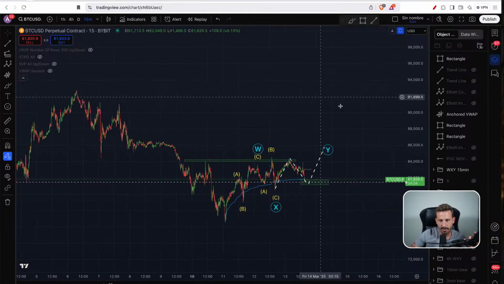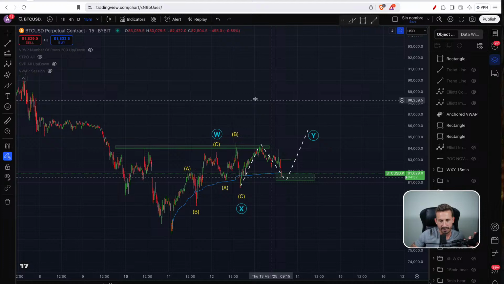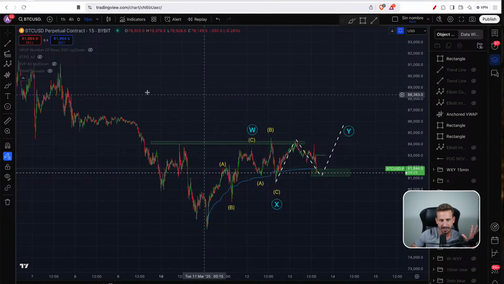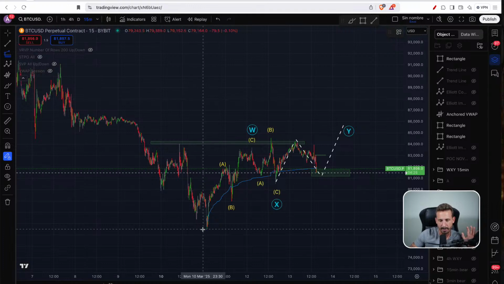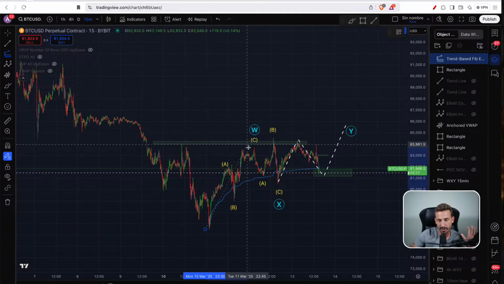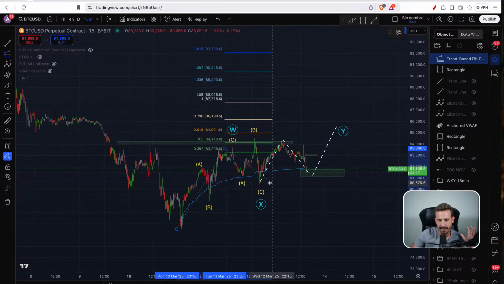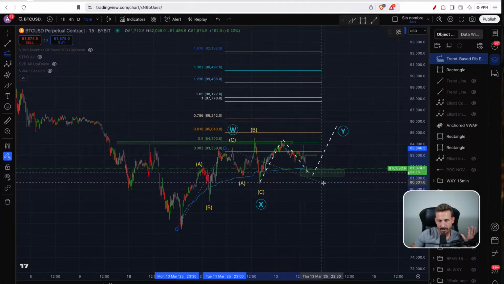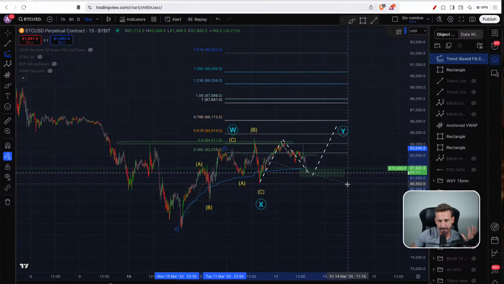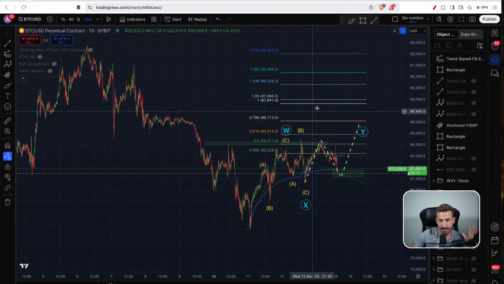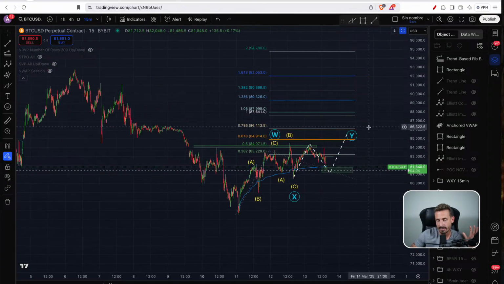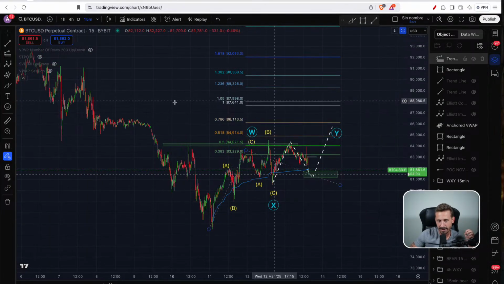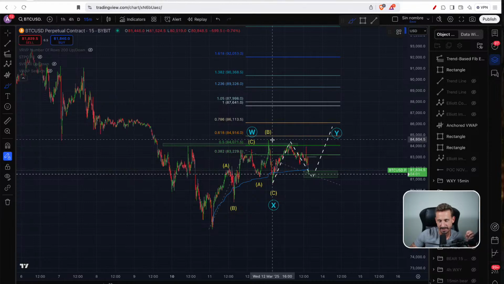Right. WXY, if it were to be a double zigzag, we're looking at the 1-to-1 extension to the 1.236. That is taking the Fibonacci extension from the pivot low of your W to the pivot high of W to the pivot low of X, which is the flat, right? The 1-to-1 extension is coming all the way up here, right? $87,000.